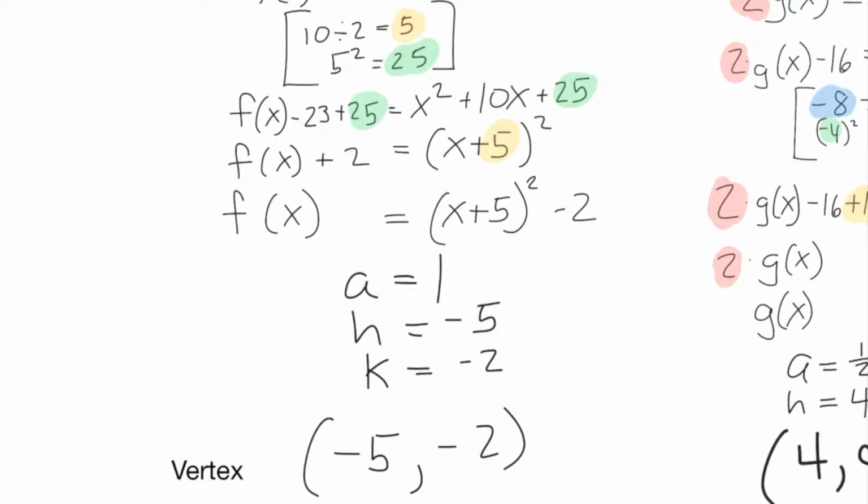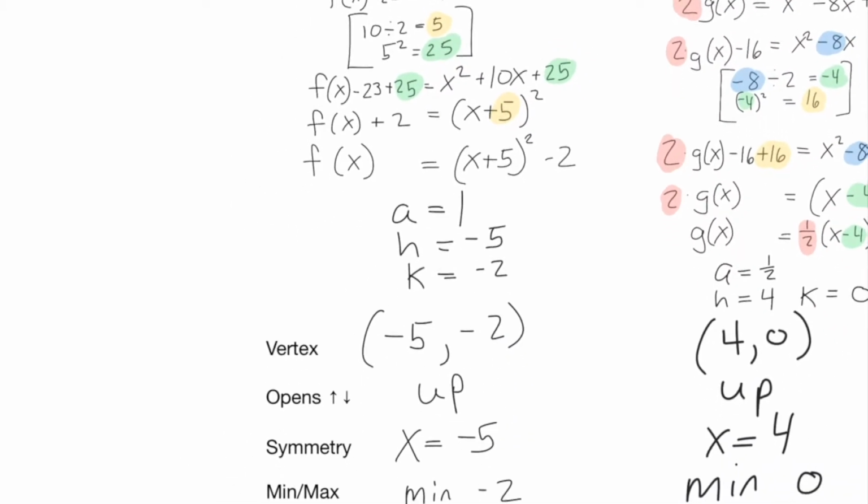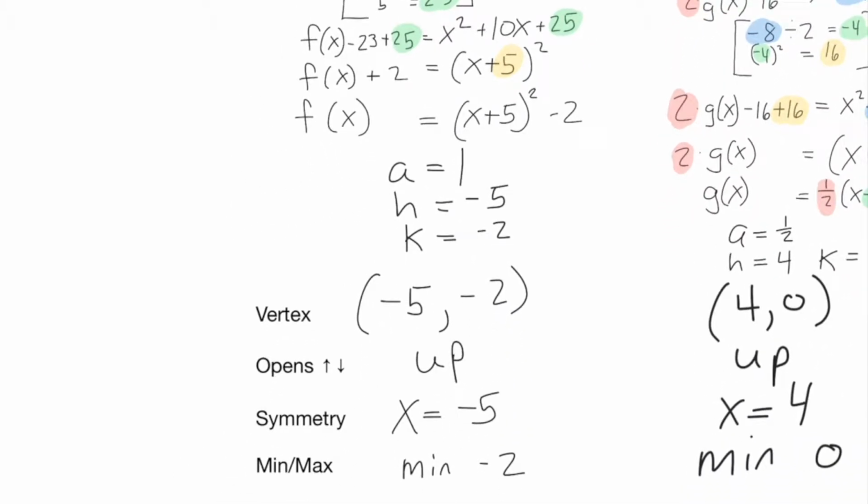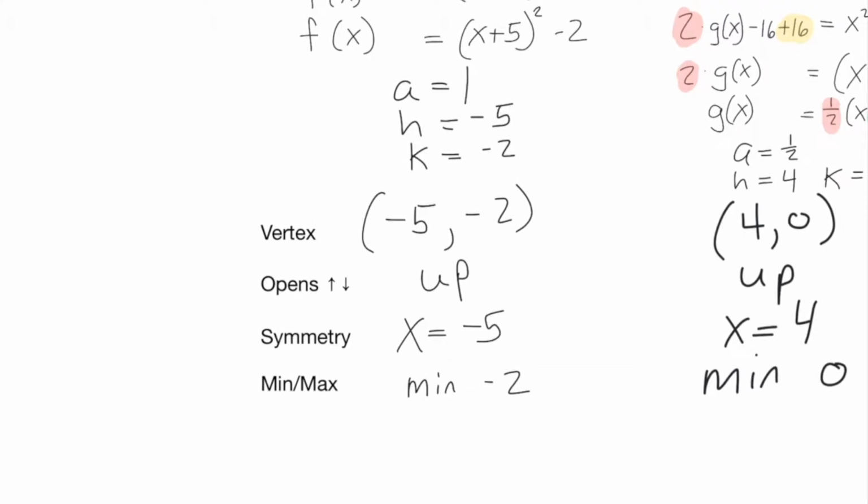The vertex will be at negative 5 comma negative 2. It'll open upward, and it'll have a line of symmetry about x equals negative 5, which is where the vertex is. And it'll have a minimum value of negative 2, which is also where the vertex is. When we know these things, then we'll do a really great job of graphing the parabola by hand.